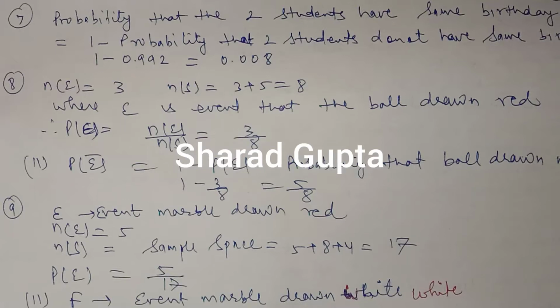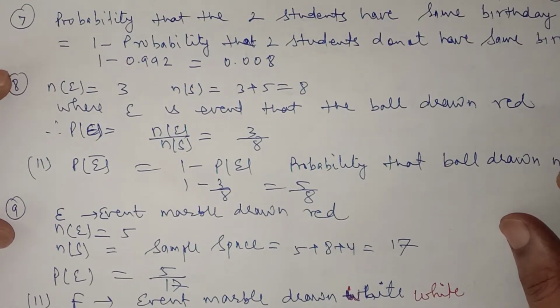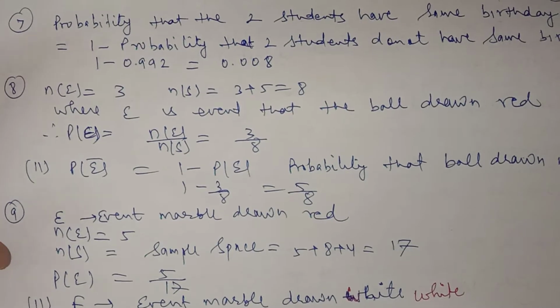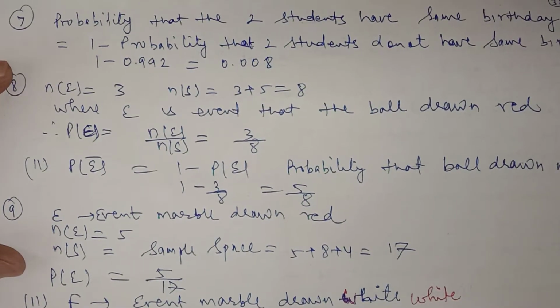Hello, this is lecture number 2 for the chapter Probability for class 10th, and we're discussing the first exercise, and we have done up to question number 6. Now in question number 7, the probability of the two students not having the same birthday is given. Then you have to find the probability that the two students have the same birthday.